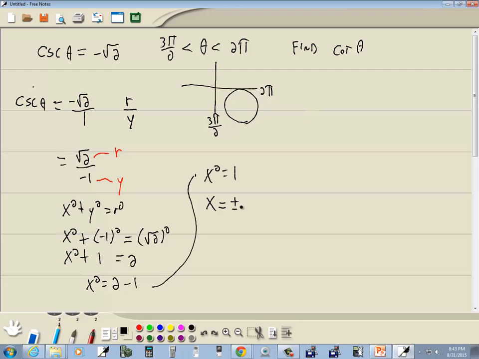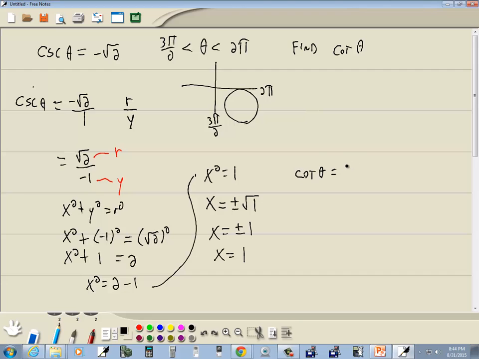Drop our squared, and we'll put a plus or minus square root around the other side, which then gives us x is equal to plus or minus 1. Except we know in the fourth quadrant our x values are positive. So x is going to equal a positive 1. Okay.